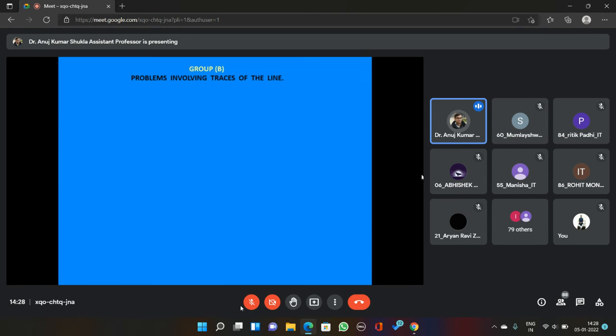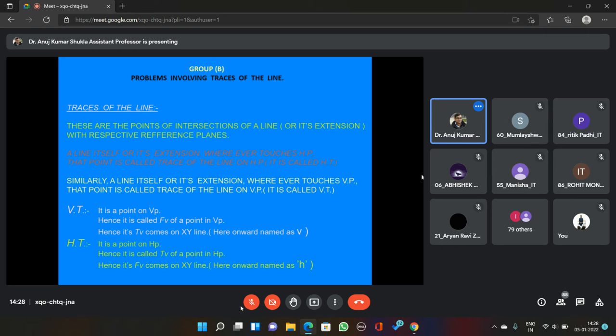Then problem involving traces of line. Traces of a line are the points of intersection of a line and its extension with respect to the reference planes. A line itself or its extension, wherever it touches the horizontal plane, that point is called the trace of the line on HP. It is called HT.